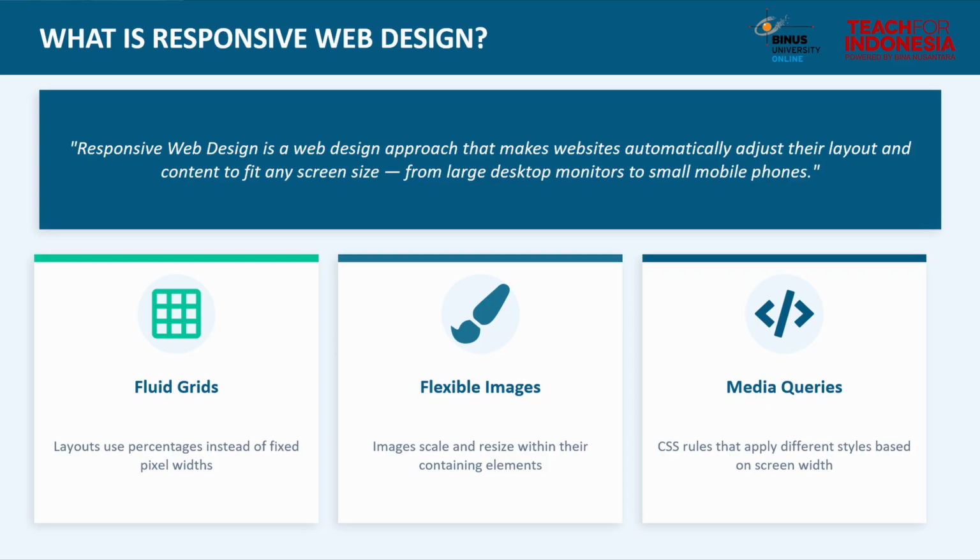Responsive web design is built on three main pillars. The first is fluid grid. Instead of using fixed pixel width, layouts are built with percentages so they can flex and adapt. The second is flexible images. Images are set to scale within their containers, so they never overflow or break the layout. And the third is media queries. These are CSS rules that let you apply different styles depending on the screen width. We'll look at these in more detail shortly.